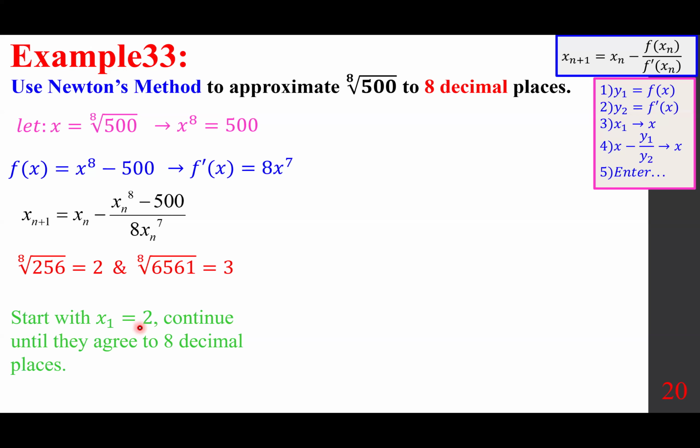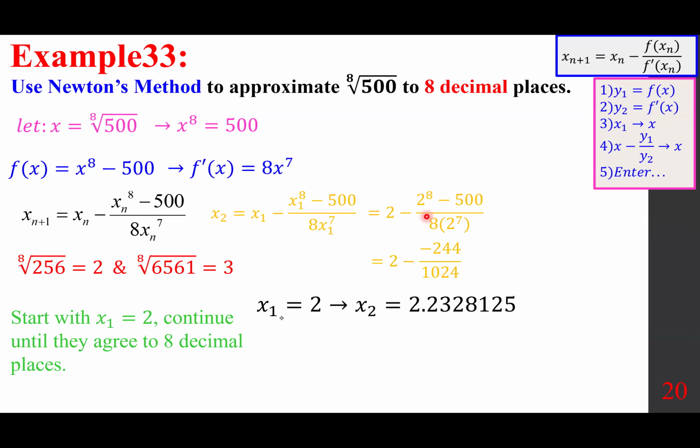So that means if x of 1 equals 2, then x of 2 is x of 1 minus x of 1 to the power of 8 minus 500 over 8 times x of 1 to the power of 7. So x of 1 is replaced by 2, everybody. So 2 minus 2 to the power of 8 minus 500 over 8 times 2 to the power of 7. See, I'm showing work step by step. Plug in x sub 1. When x sub 1 is 2, x sub 2 is this number with a bunch of decimals. I'm showing every step of the way.